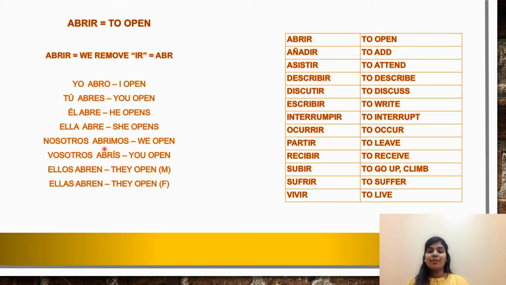Nosotros abrimos. We open. So we took ABR and the ending is IMOS. Nosotros abrimos. Vosotros abrís. You open. IS is the ending. ABR is common for all the personal pronouns, and here the ending is IS.